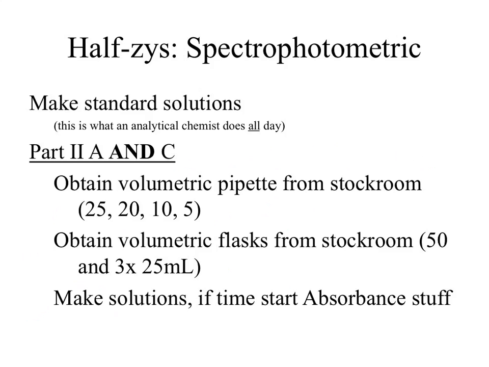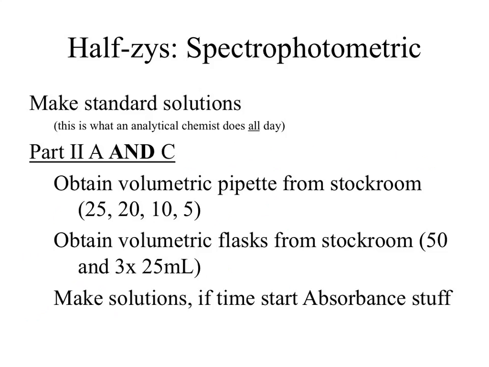You can go through in the exact sequence that the lab procedure tells you. I don't recommend it because I think this goes a lot faster if you do it this way. It puts a little more time up front in making your solutions, so you can then just get all of your observations or analysis right away. What you will need to get from the stockroom is volumetric pipettes. You'll need a 25 mL, a 20 mL, 10 and 5 mL pipettes.